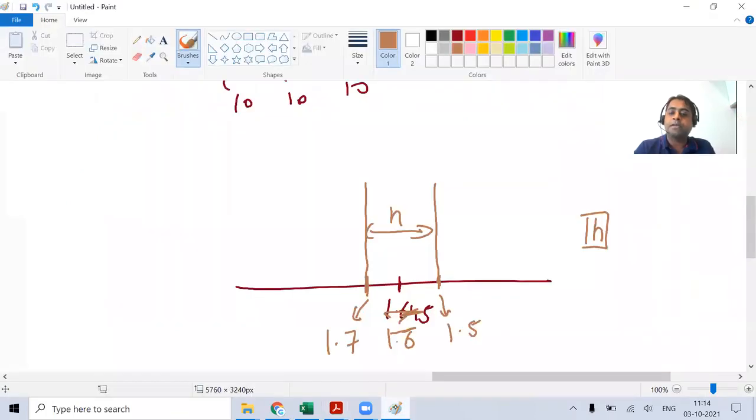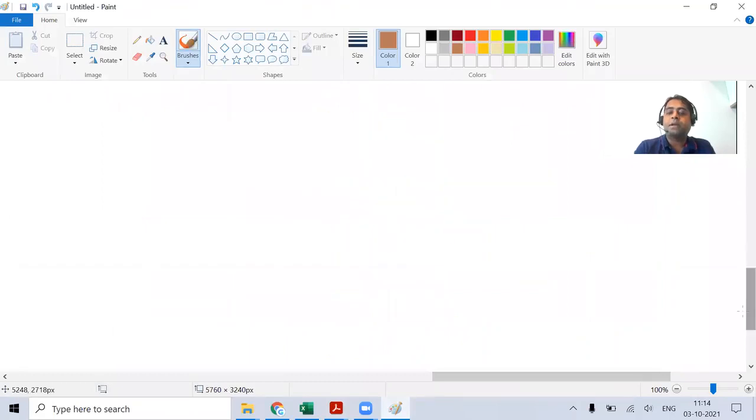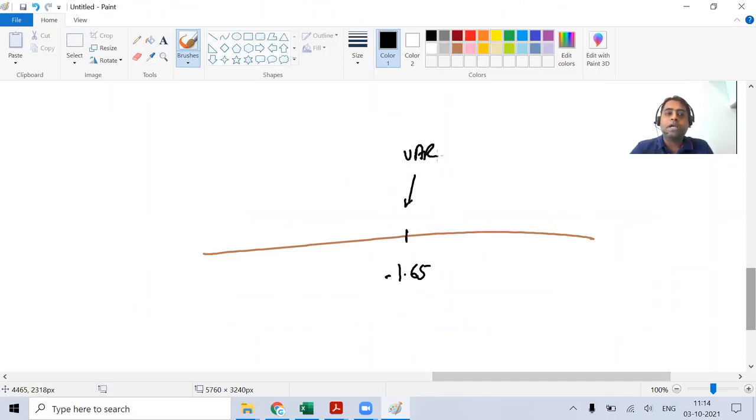Okay, so first point being, what is a 5% VaR number? If I want to pick up that number, it has to be 1.65, negative 1.65. This is my VaR number. Suppose I want to create a confidence interval right next to this point. So what will I be doing?